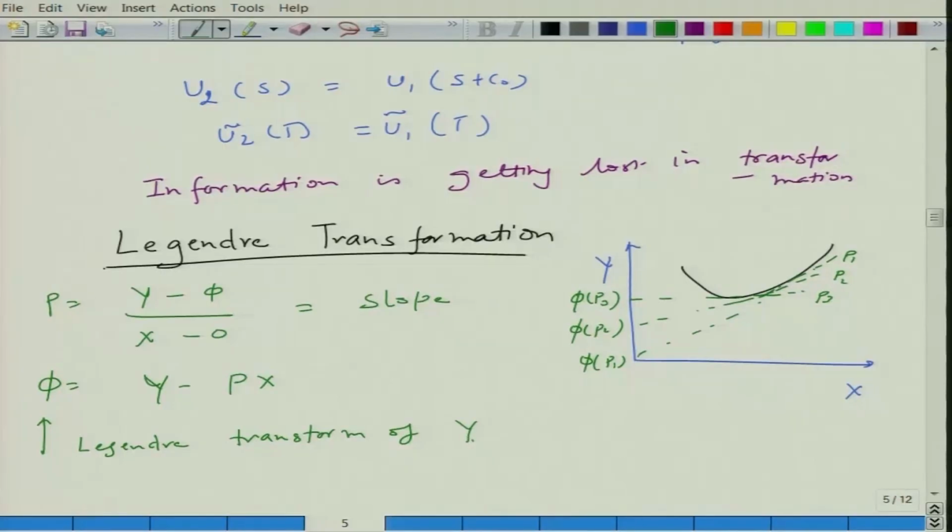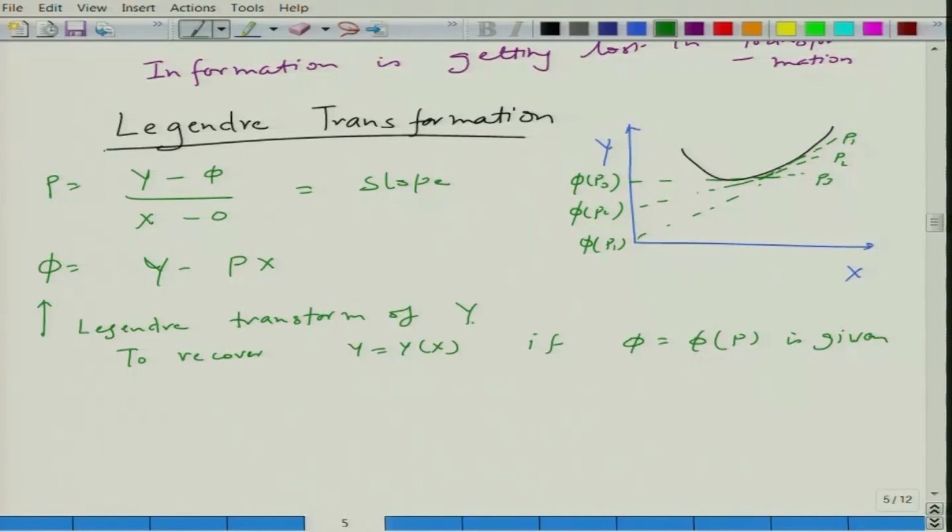Okay. Now, the question is how do you recover y? So, to recover y, that is y equal to y of x, given that phi is a function of p. At the end of the day, the problem with the naive approach was that if we want to invert it and return to the original function, we will lose information in that kind of transformation. So, we will be looking at how the Legendre transformation works, where we can recover the original function without losing it, and this is something we can see here. So, if you want to recover this, let us look at it.